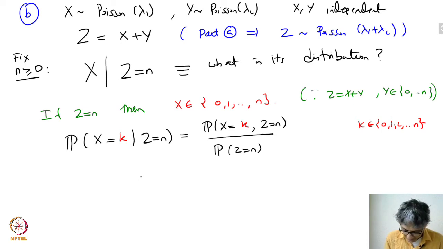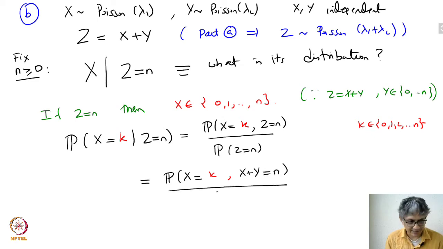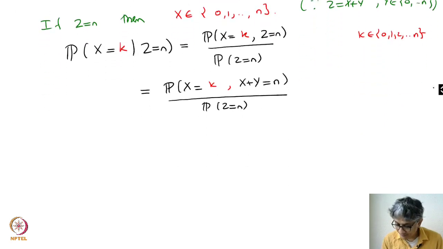But now you know that that's the same as X equal to k, and here you'll have, what is Z? Z is X plus Y. X plus Y is n. The whole thing divided by the chance Z equal to n. Right? So now, how does one finish the problem off? The bottom we know how to do because it's just Poisson lambda 1 plus lambda 2. The top, how do you do?